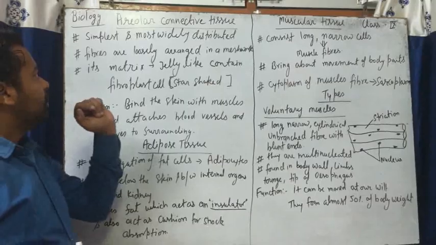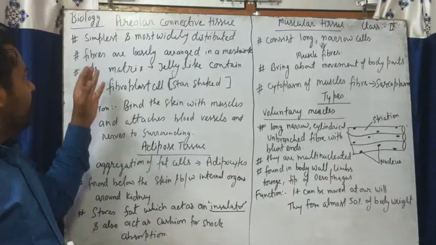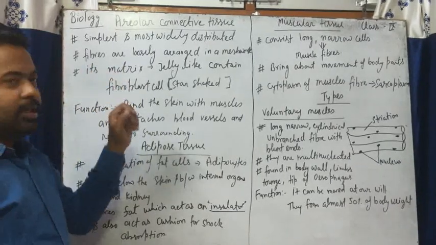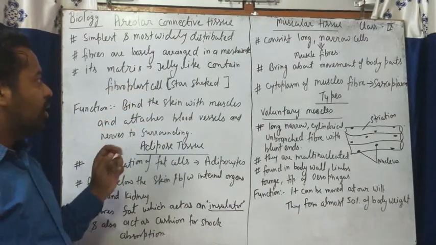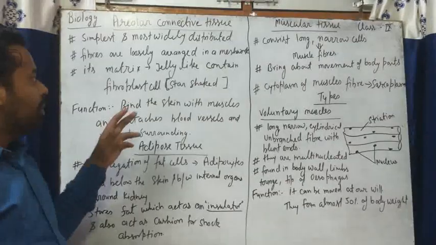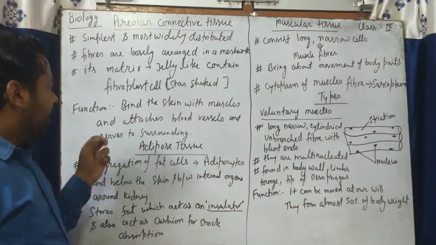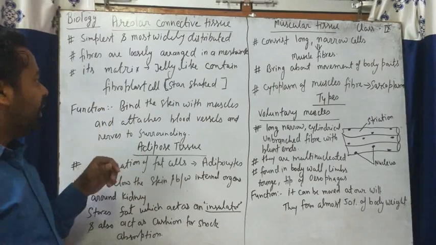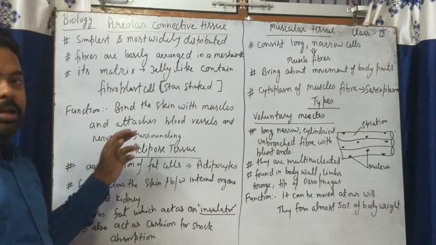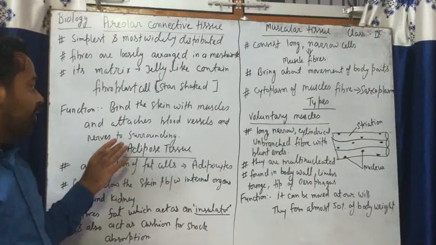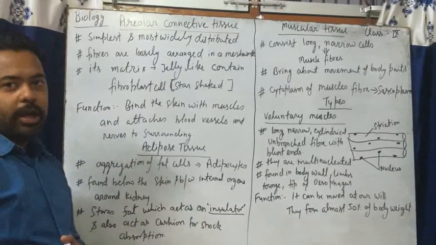They are the simplest and most widely distributed tissue present in our body. Its fibers are loosely arranged in a meshwork. Its matrix is a jelly-like structure which contains star-shaped cells called fibroblasts. Functions of areolar connective tissue: it helps to bind skin with muscles and attach blood vessels and nerves to their surroundings. Okay.